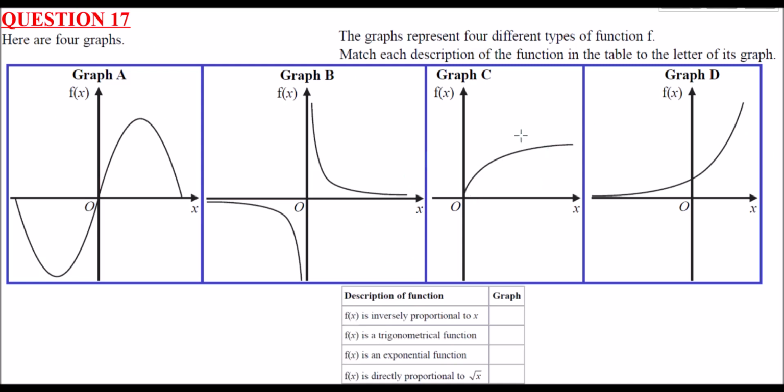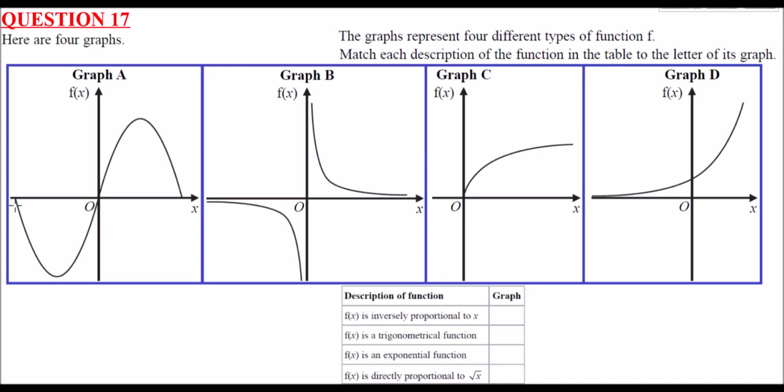Question 17. This is a simple matching activity. Now, it's only simple if you know them. So the graphs represent 4 different types of function f. So I'm going to have a look at A first of all. Now, we need to match each description of the function in the table to the letter of its graph.